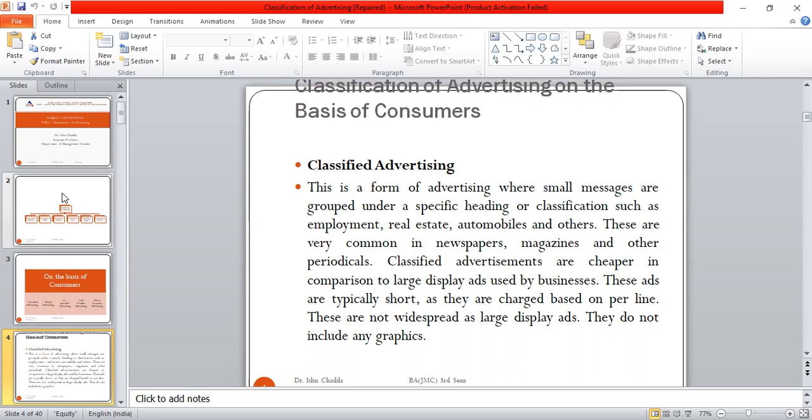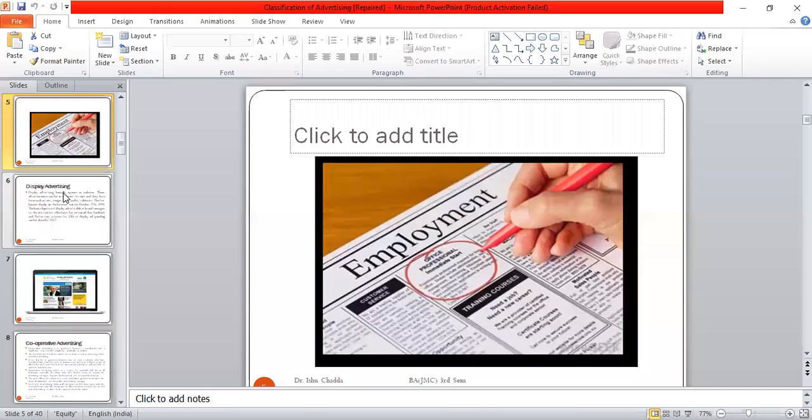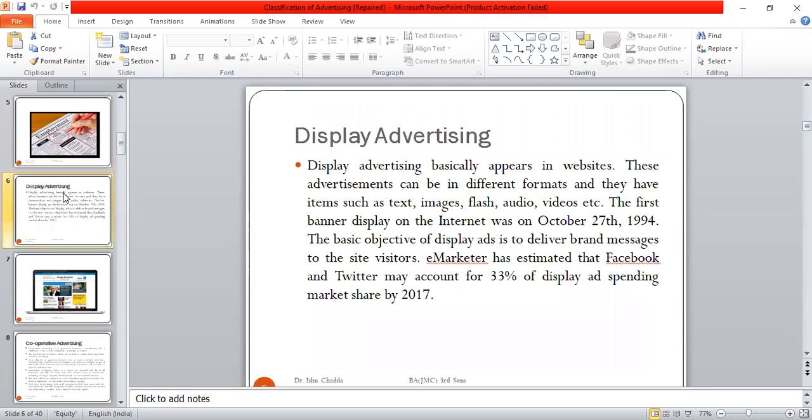These are not as widespread as large display ads. They do not include any graphic. There is no graphic, picture, or image in classified ads. See, it is one of the examples of a classified ad. Employment in the newspaper, so it is very short and crisp. It is not so costly, but there will be no involvement of any picture or image. It must be to the point. These are classified ads.